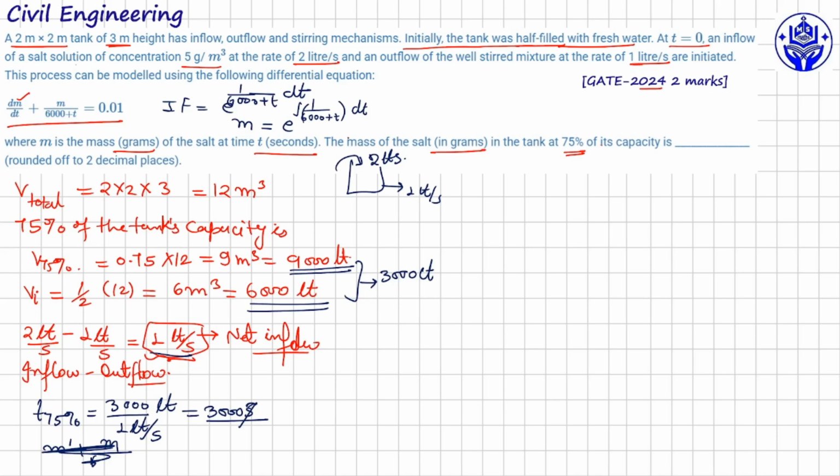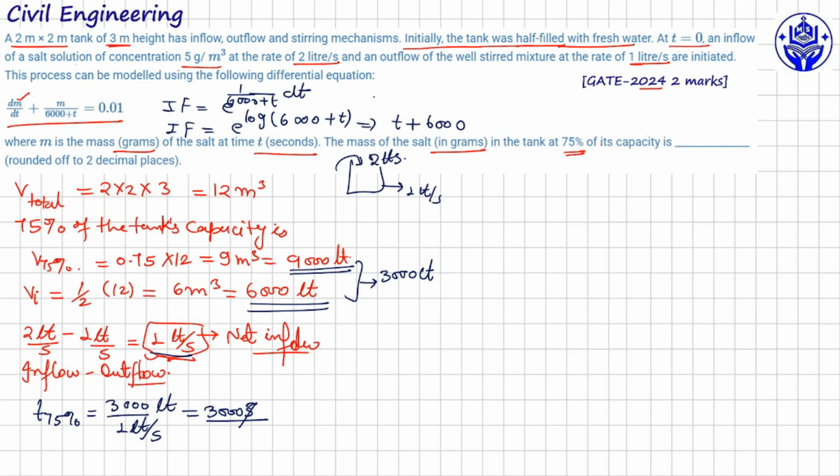So what is the solution for this? First of all, I'm going to calculate the integrating factor only. I can solve it using log. The integrating factor is equal to e to the power of log of 6000 plus t, which is nothing but t plus 6000. Now, what is the solution for this differential equation?